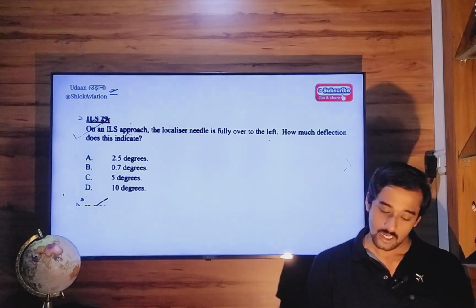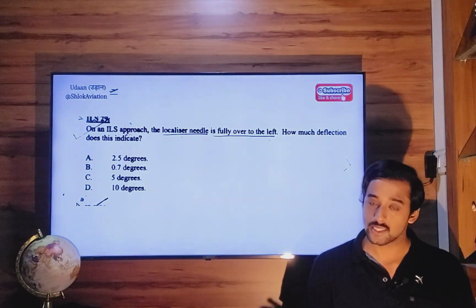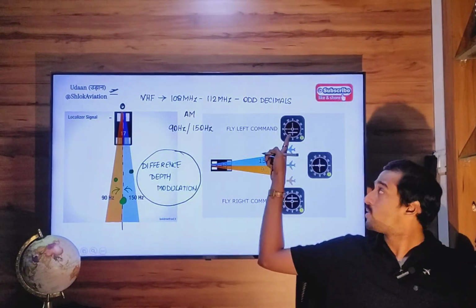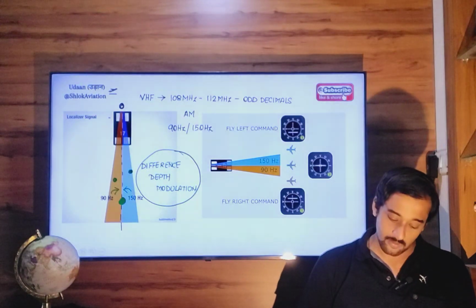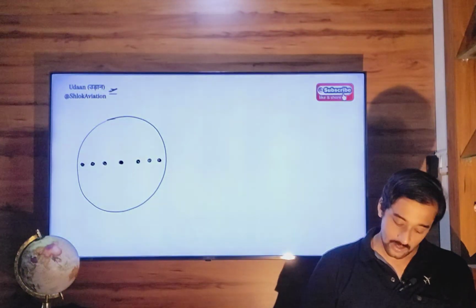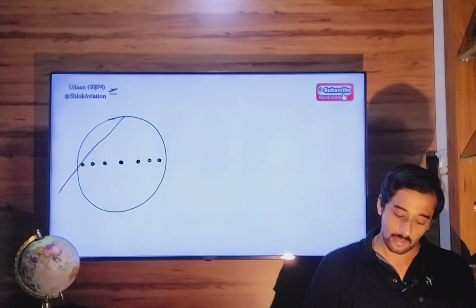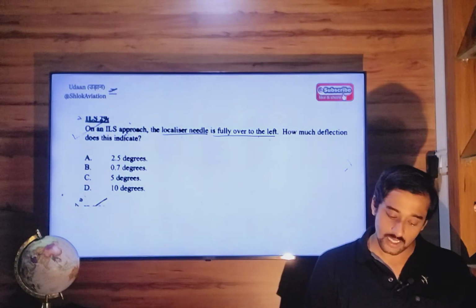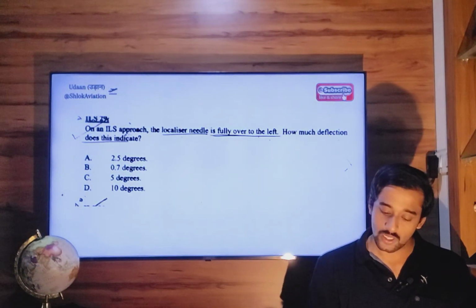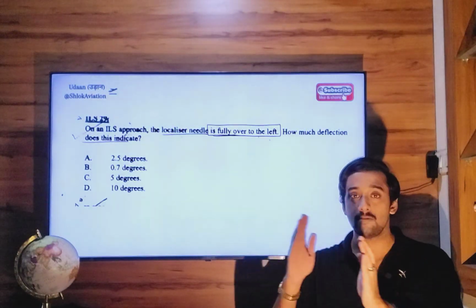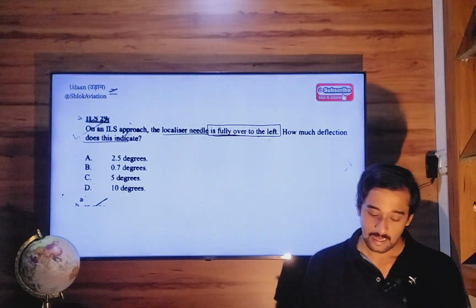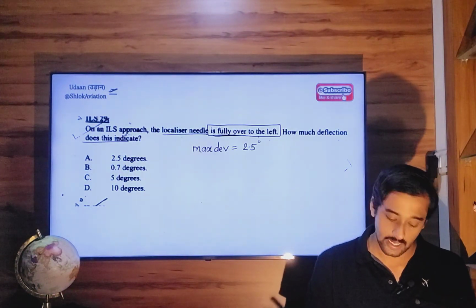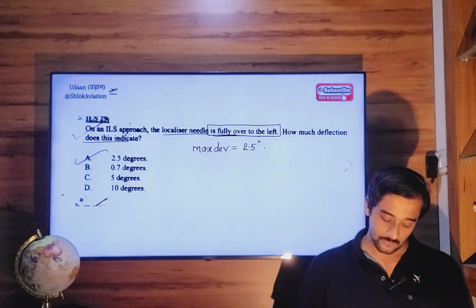Next. On an ILS approach, the localizer needle is fully over to the left hand side. That means this localizer needle has fully deviated to the left hand side to its maximum limit. What does that mean? How much deviation does this indicate? Fully over to the left means maximum deviation has happened to the left hand side. Just now we saw that the maximum deviation in case of the localizer is 2.5 degrees. So option A is the right answer.